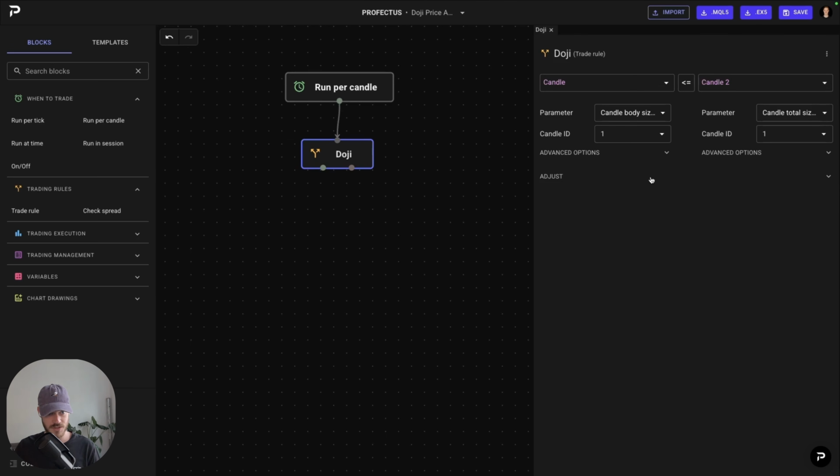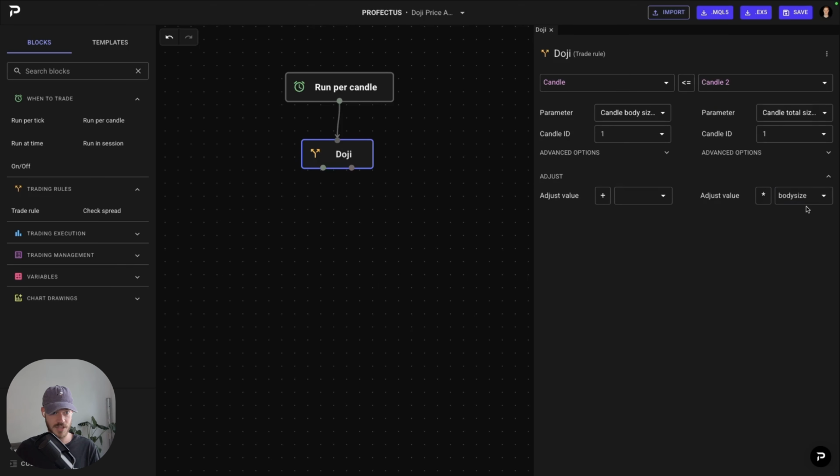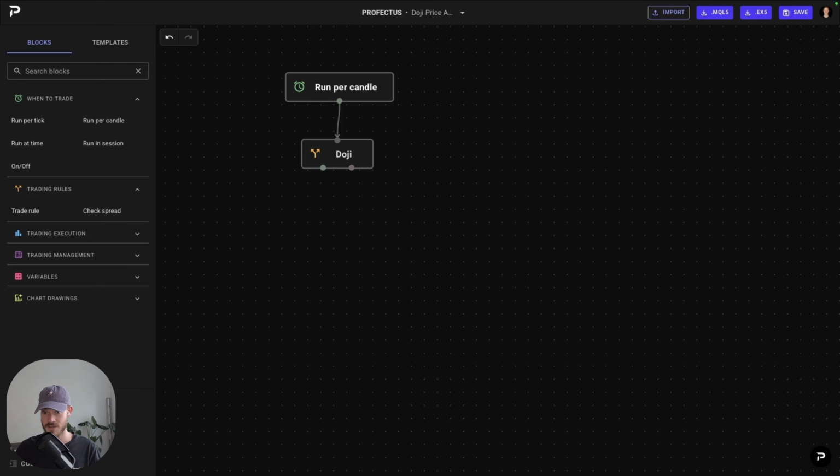And of course, I think what is also very interesting, I will make this an input here. So let's call this body size, by default 0.1. Now it pops up here, body size, and now when we click here on adjust, we still see it. So that makes testing within MetaTrader so much more convenient. And this is already pretty much how you can define a Doji.